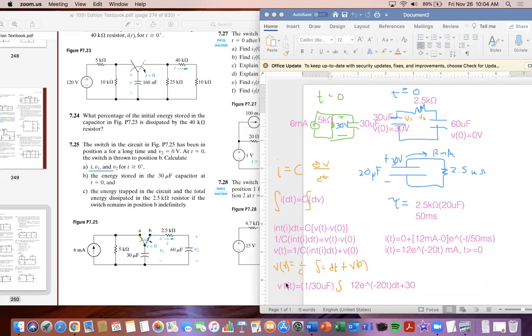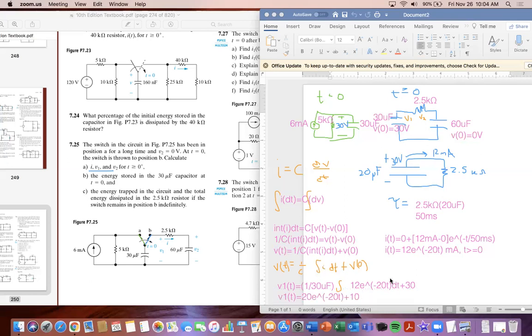Okay, now when you take the integral, remember all you need to do is pop a negative 1 over 20 in the front. So when you take the derivative, that negative 20 comes to the front, it's the same value. So V of 1 of t, when you do that calculation, you're going to get 20e to the negative 20t, and then plus 10.